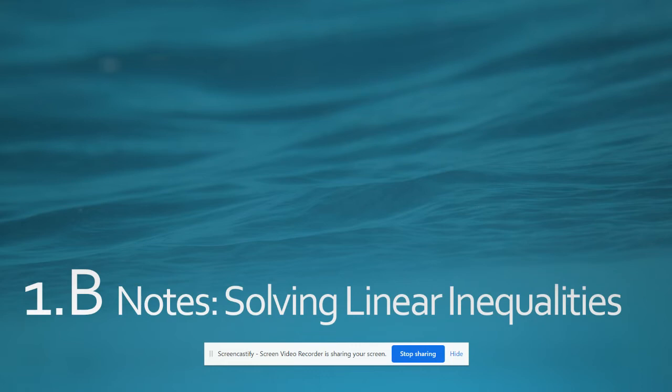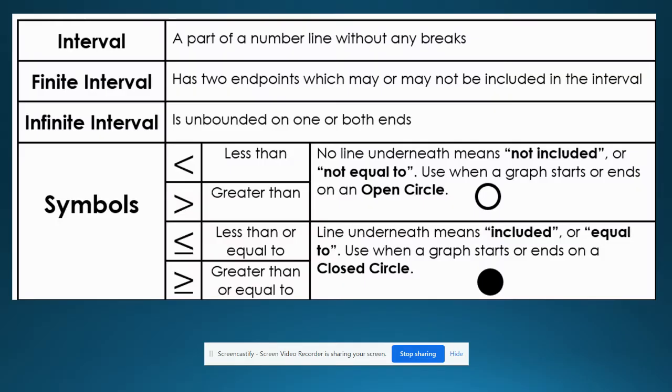Welcome back, everybody. Today we're going to continue our first chapter with a review of solving linear inequalities. First, to go over some vocabulary, talking about intervals. Intervals are the parts of our graph that are shaded. So let's say that I have 1, 2, and 3, and we're shading here. So the shaded part is our interval.